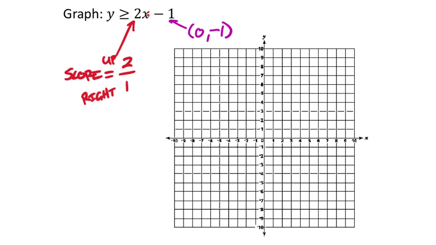Now this is slope-intercept form. Y equals mx plus b. M is the slope, b is the y-intercept. It's a -1 because of the minus sign right there. So 0, -1. Let's go ahead and put that on the graph. 0, -1. There we go.